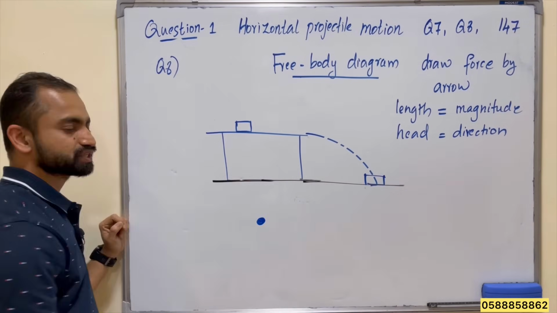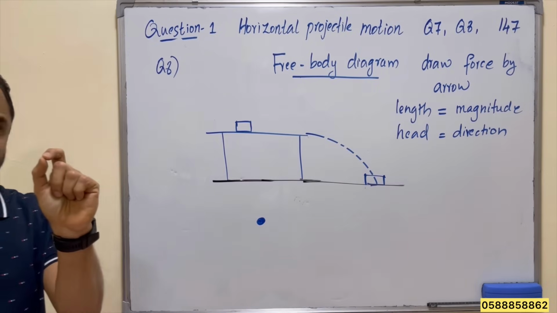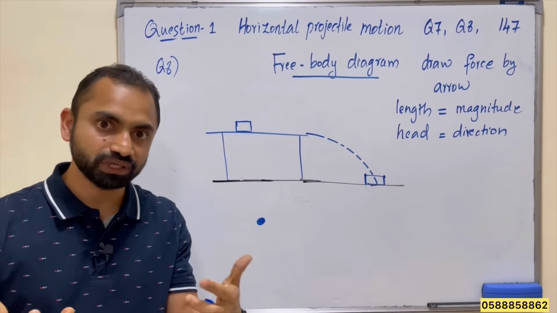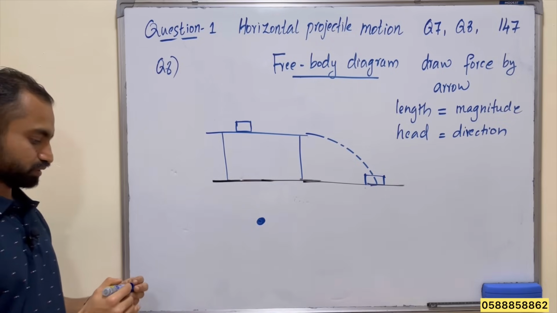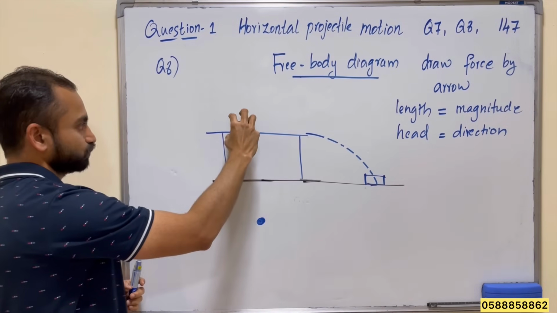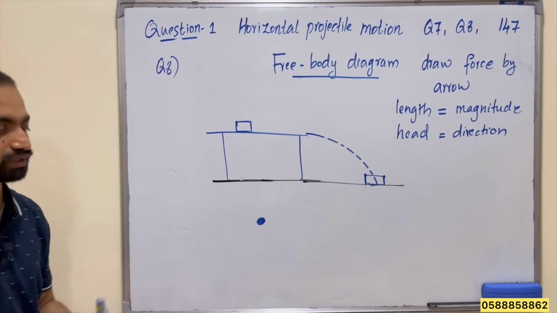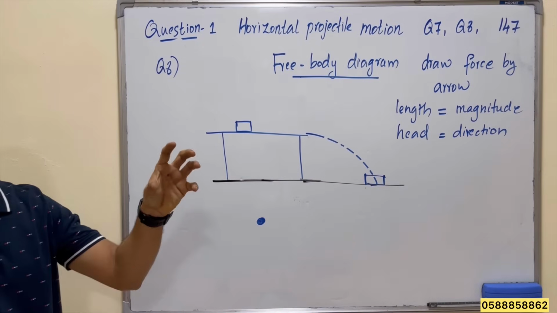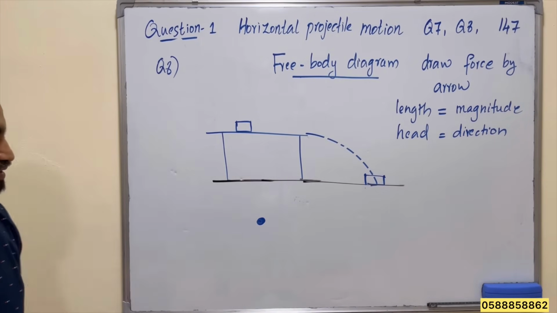What is the meaning of system? System is the object that is experiencing the force. So here we are studying, or the force means we are drawing the force acting on the ice block. So here the ice block, or the ice cube, is the system.